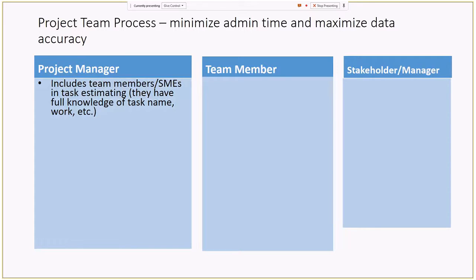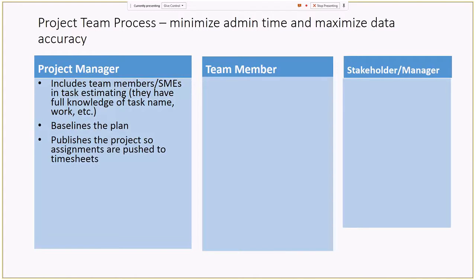Whether it's in a web meeting where I've got people around the world, or a meeting like this, I'll have the resource usage view, task usage view, and the Gantt chart view. I'll send out an email that has the resource assignments for each person so they can see, this is what we've got. Now, what data points are we going to put in there? What work are we going to put in there? I'm going to baseline my plan. I'm going to publish the project so the assignments are pushed to timesheets.